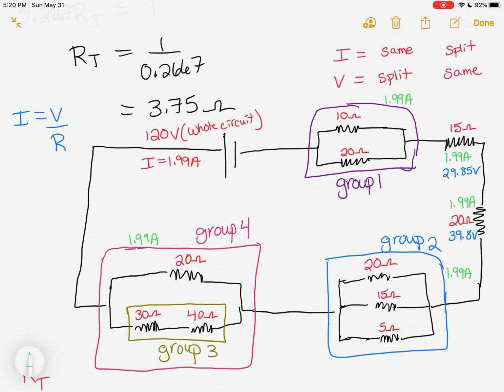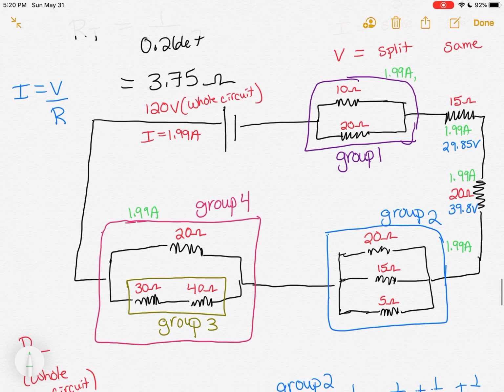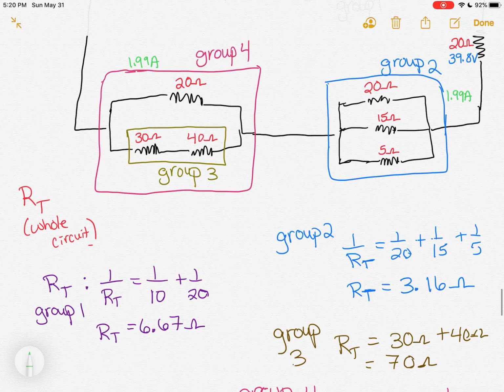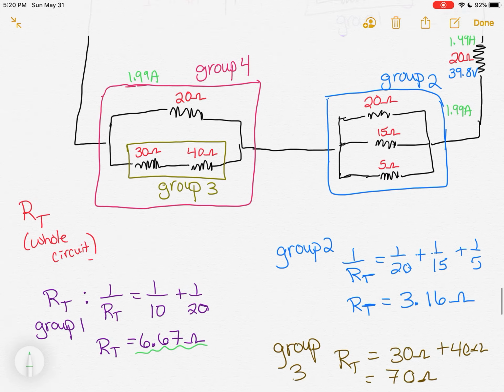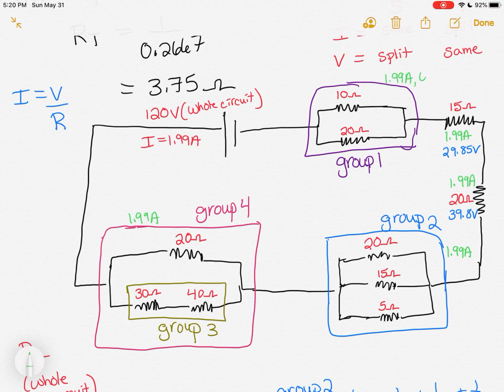So if we go back up to group 1, we know that the current going through that whole section is 1.99 amps. And I want to remind you that we know the resistance through that whole section was our 6.67 ohms.